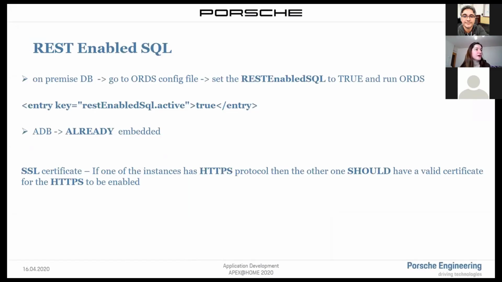So behind the scenes, if you are dealing with an on-premise database, you can check whether the ORDS config file has that specific entry key. If not, you can add it manually and run ORDS again. And then all should be good to go, and you can create as many references to remote instances as you need. But in Autonomous, that is already embedded, so you don't have to worry about it at all.